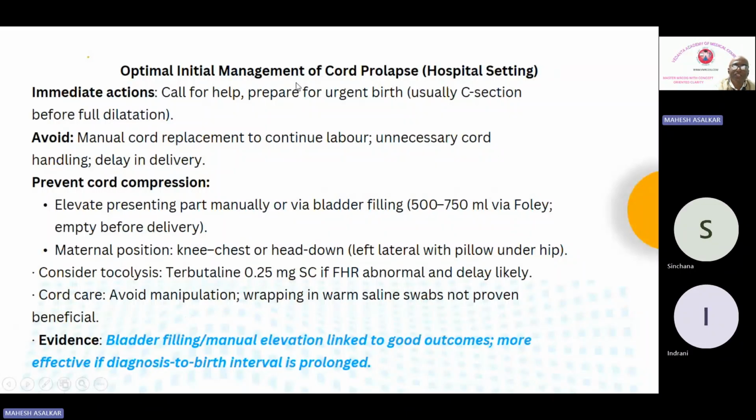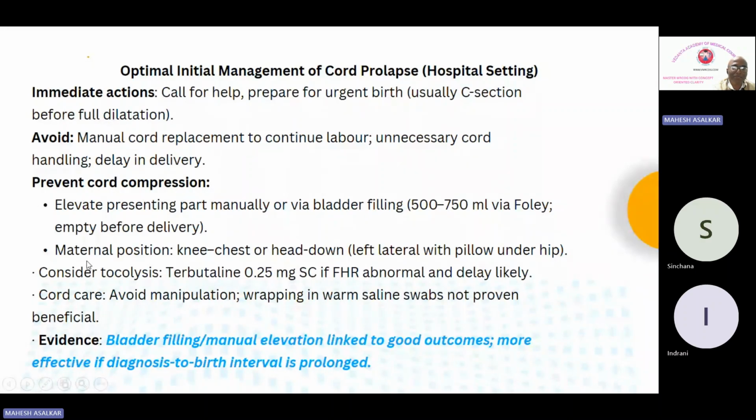Now, optimal initial management of cord prolapse. In the hospital setting, we have already discussed: it is emergency cesarean section, that is category 1 cesarean section, when the patient is not fully dilated. Avoid manual cord replacement to continue the labor. Unnecessary cord handling and delay in delivery are to be avoided. Prevent cord compression by elevating the presenting part manually or via bladder filling, 500 to 750 ml via Foley's. And that has to be emptied if it is a vaginal delivery.